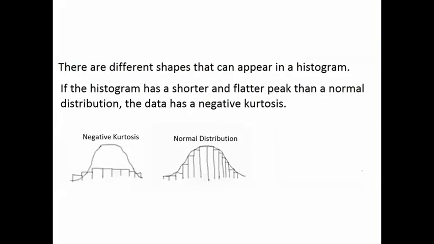A data set that's shorter and flatter than the normal distribution is called a negative kurtosis. So a data set like this that has a shorter and wider peak than the normal distribution has is called a negative kurtosis. Negative kurtosis is flattened out more like a pancake.